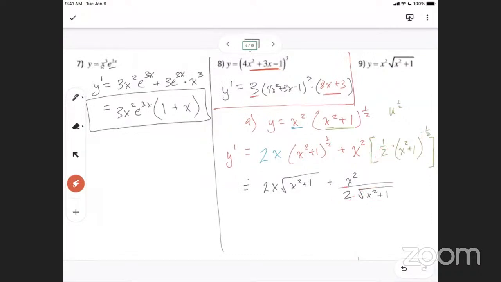Now you can actually clean this up even more. If I want common denominators here, I need to multiply this by that thing on the top and bottom, and it'll clean up pretty nicely. I'm going to show the work in yellow over here. I'm going to multiply this on the top and bottom by 2 square root of x squared plus 1, and that way I'll have a least common denominator. The other side you only have to multiply by 1, because it already has the denominator.